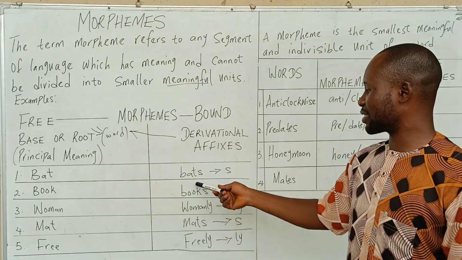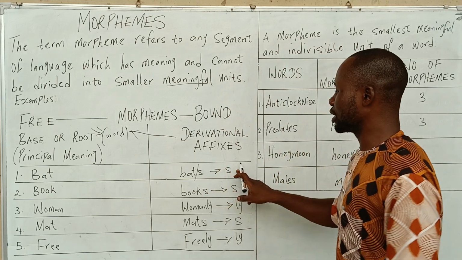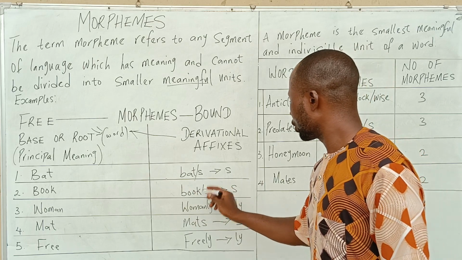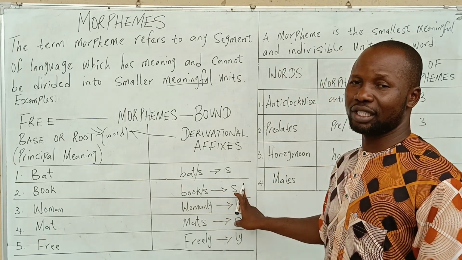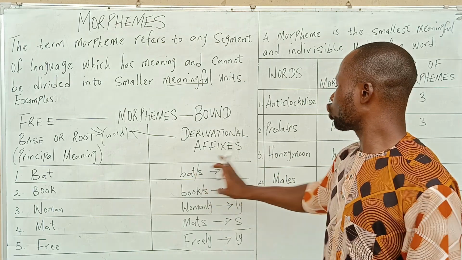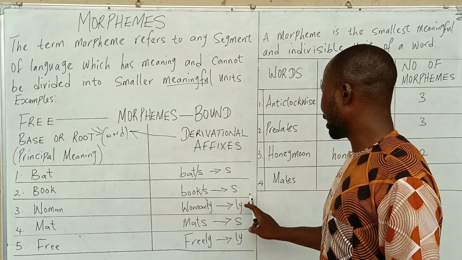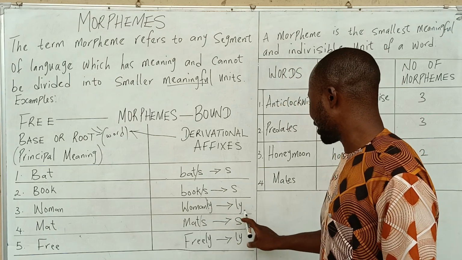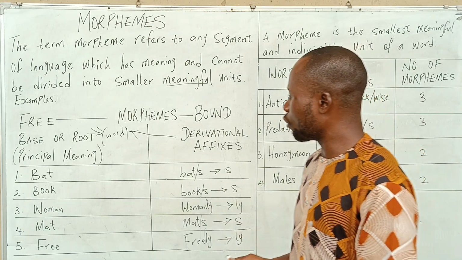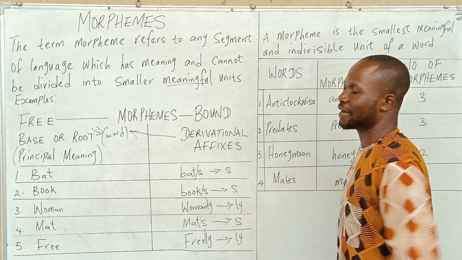We now have bat here. If we divide it, we have this S, which is a derivational morpheme. Then we have books. This S gives birth to this S, which is what? Derivational morpheme. So we have two morphemes here. Then we have womanly, we have ly, we have bat, we have s here, we have freely. So now our root words or free morphemes are this one. Our derivational morphemes are this one.